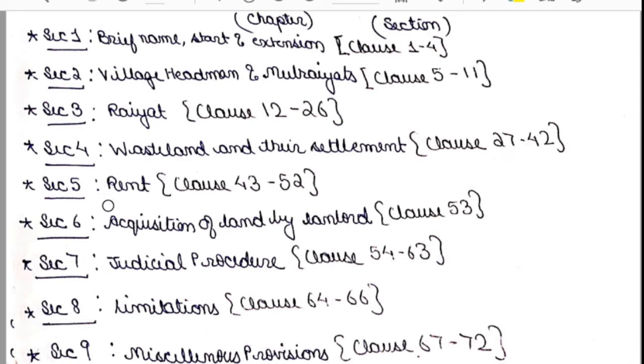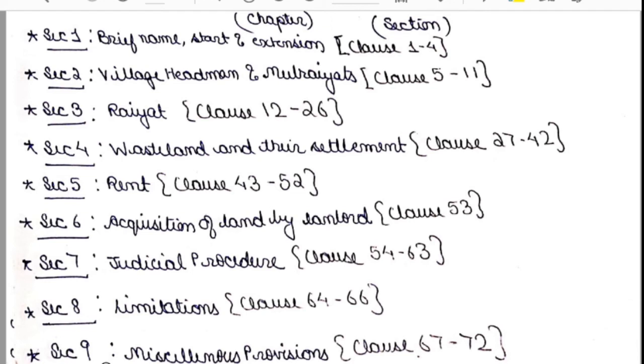Section 5 explains the rent. Clauses from 43 to 52 come under this section. Section 6 consists of acquisition of land by landlord, and clause number 53 comes under this section. Section 7 explains the judicial procedure. Clause 54 to 63 come under this section. Section 8 explains the limitations. Clause number 64 to clause number 66 come under this section.